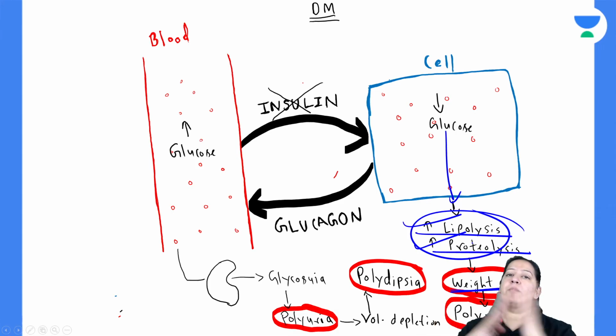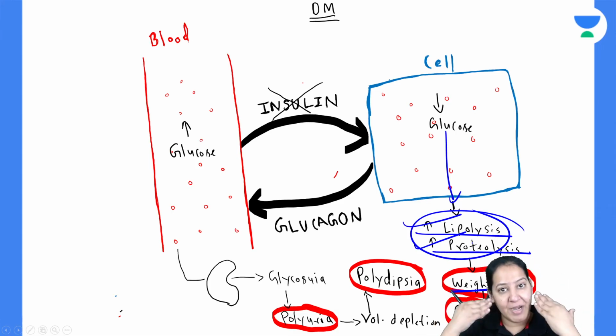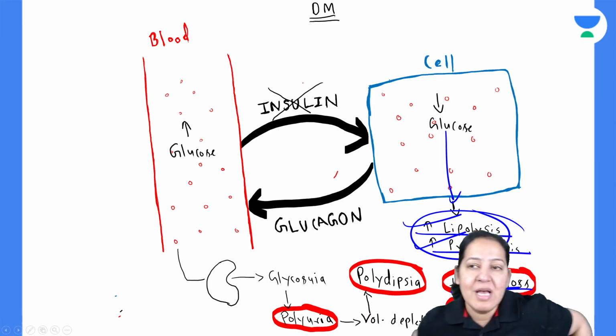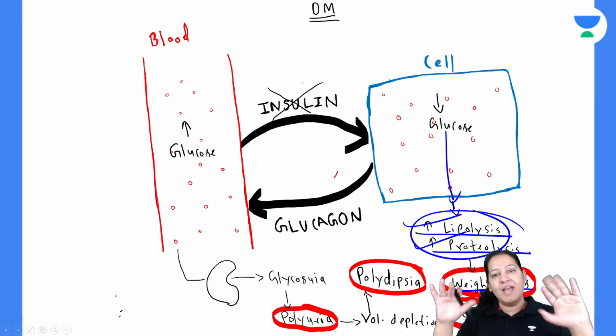The body is made up of lipid and protein, right? Everyone's body has protein as the structural component and fat as the storage form. So weight loss will keep happening because lipid is lost and protein is lost too.